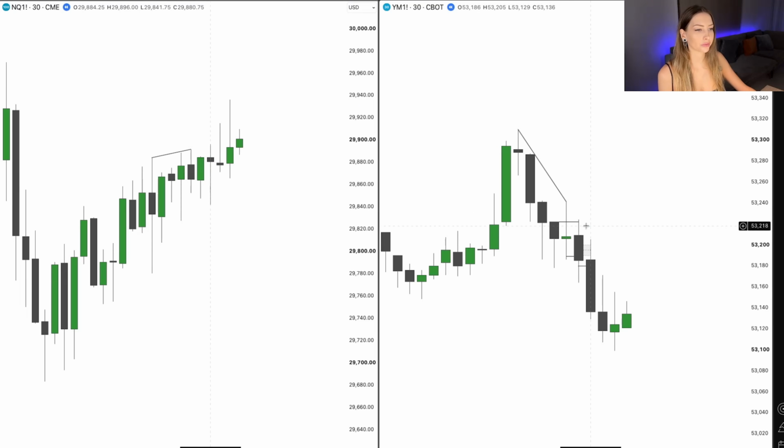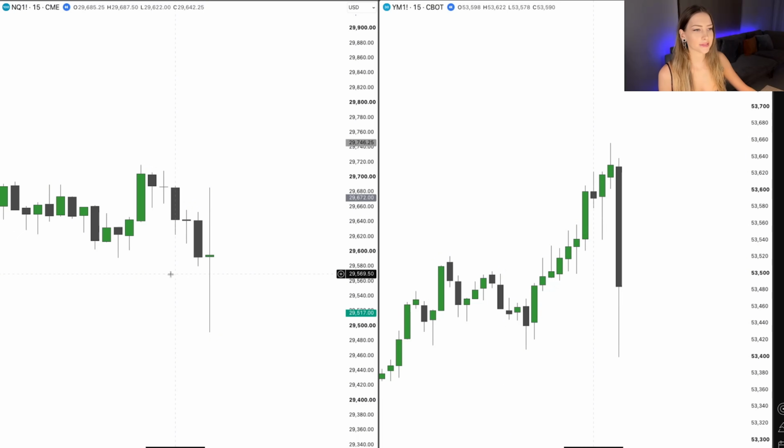I saw this swing formation, so I'm pairing my SMT with the swing formation. And what do I want to trade? The expansion in C3 and continuation in C4 potentially. Let's look at this example.